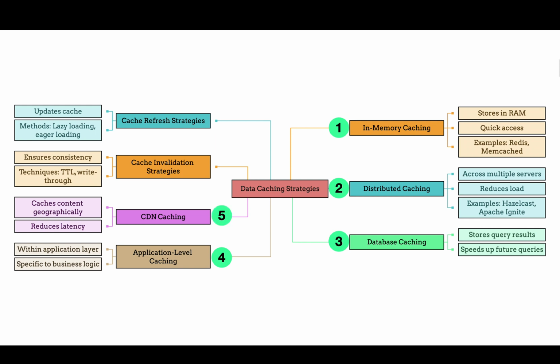5. Content Delivery Network, CDN, caching distributes and caches content geographically closer to users to reduce latency. Common in web services for static content caching. 6. Cache invalidation strategies, techniques to ensure cache consistency, like time to live, TTL, write through, write around, and write back caching. 7. Cache refresh strategies, methods to update cache, including lazy loading, on demand, and eager loading, preloading data into cache.